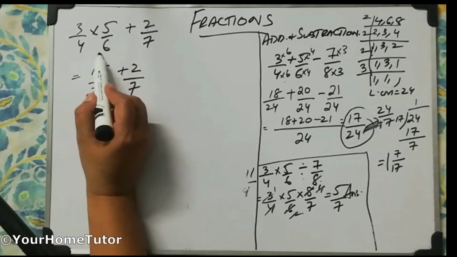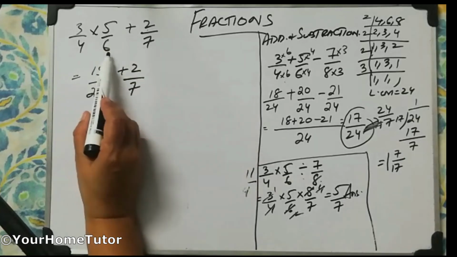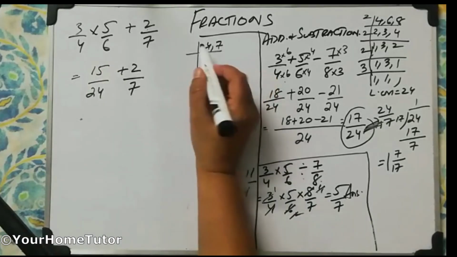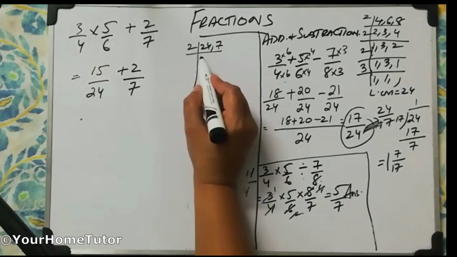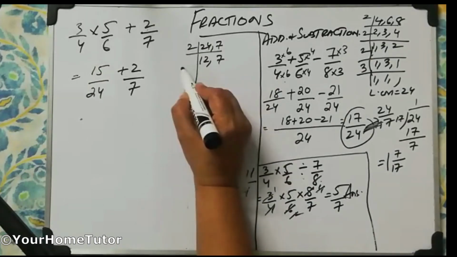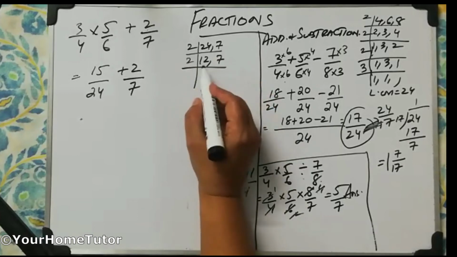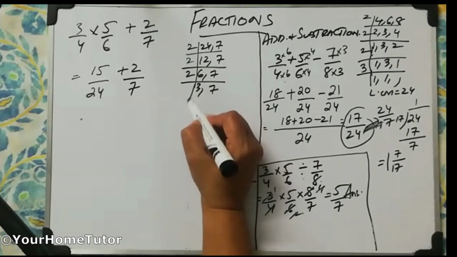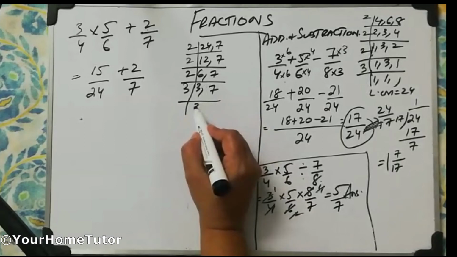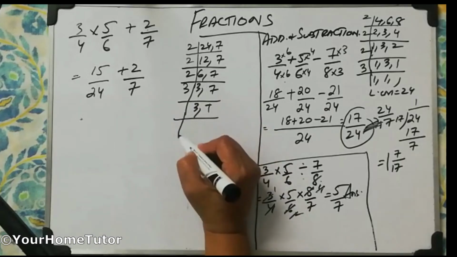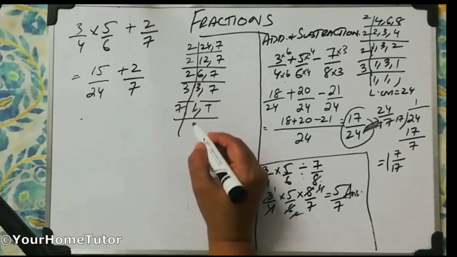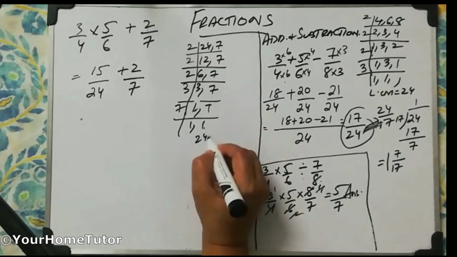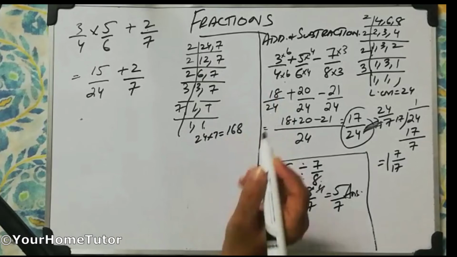We will not take the LCM of 4, 6 and 7, because those are multiplying. Now simply we will take the LCM of 24 and 7. Since the numbers are totally different, the LCM will definitely be a bigger number. 2 divides 24 to 12. Now 7 cannot be divided by 2, so it will come as it is. Again 2 sixes, 7 comes as it is. Again 2 threes, 7 comes as it is. Now we'll take the next prime number, that is 3, and finally 7. So 2 twos are 4, 4 twos are 8, 8 threes are 24. We'll multiply 24 by 7 and it comes out to be 168.